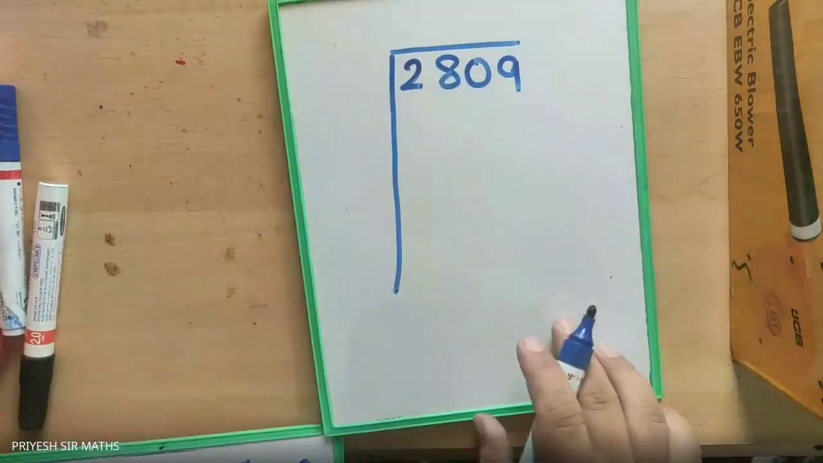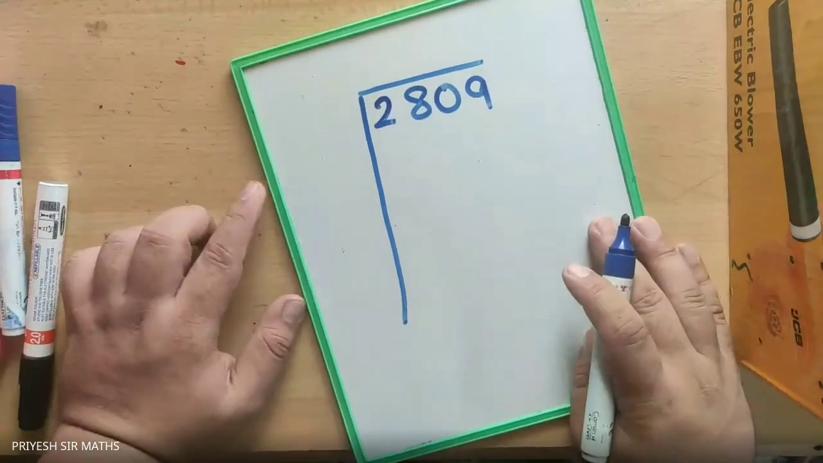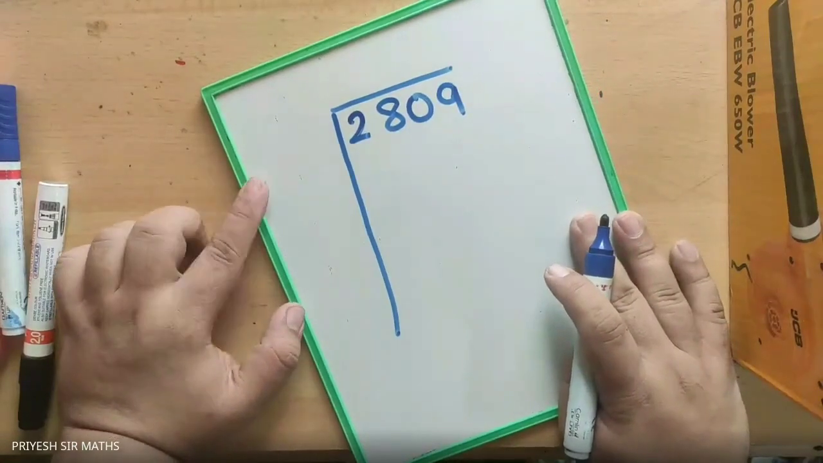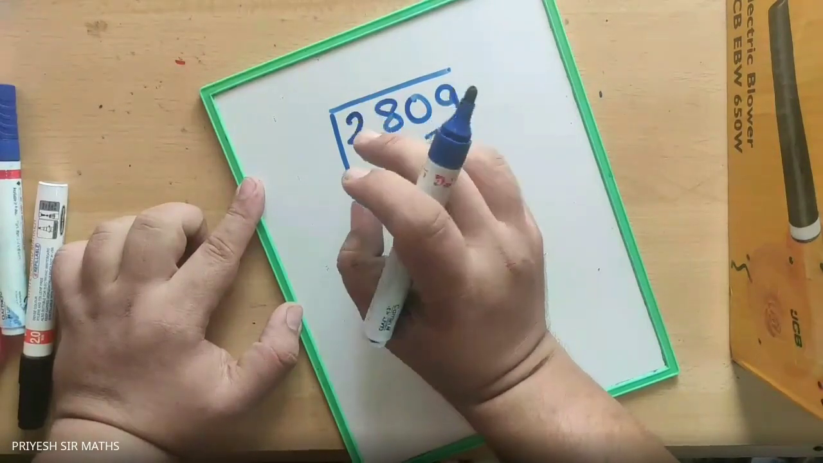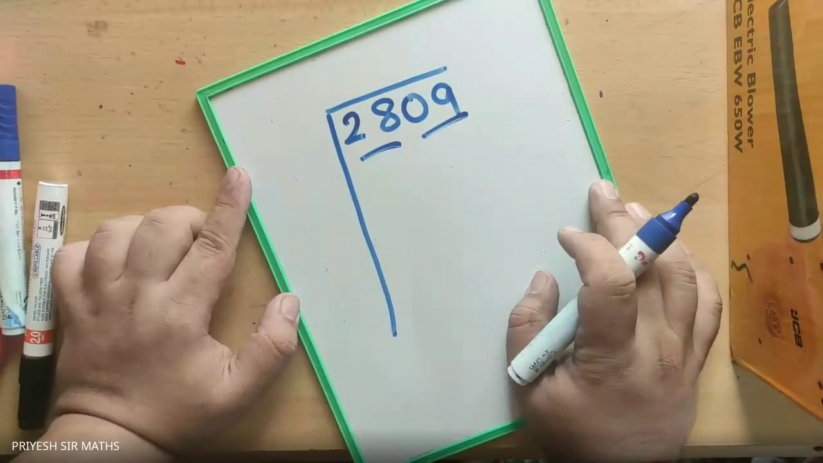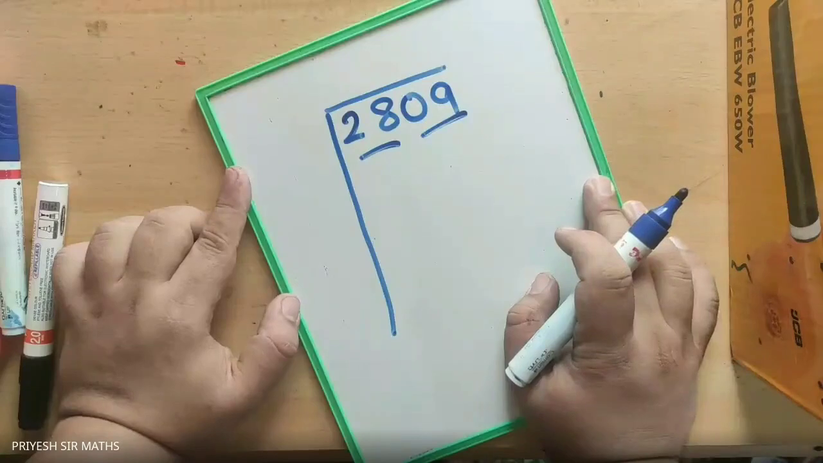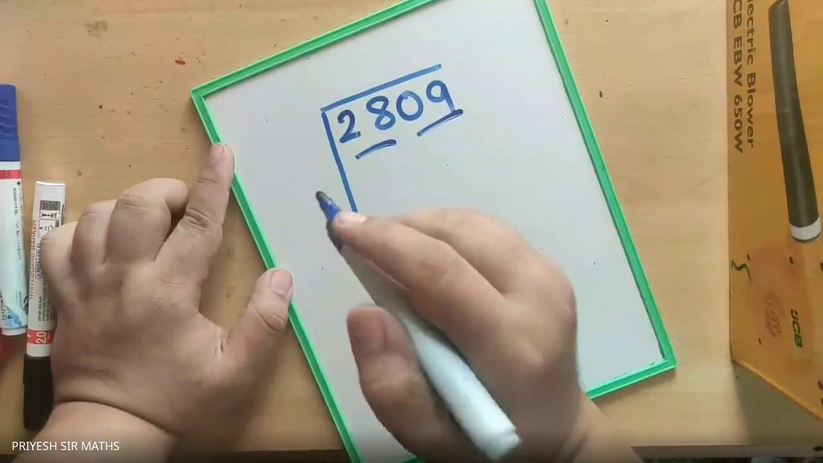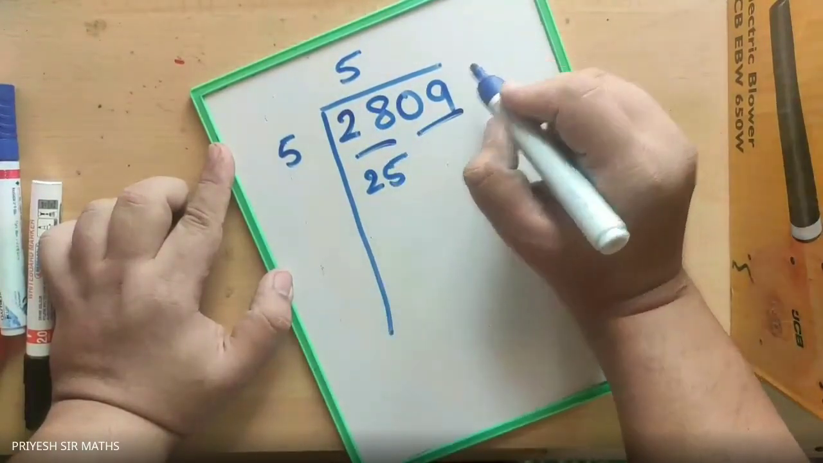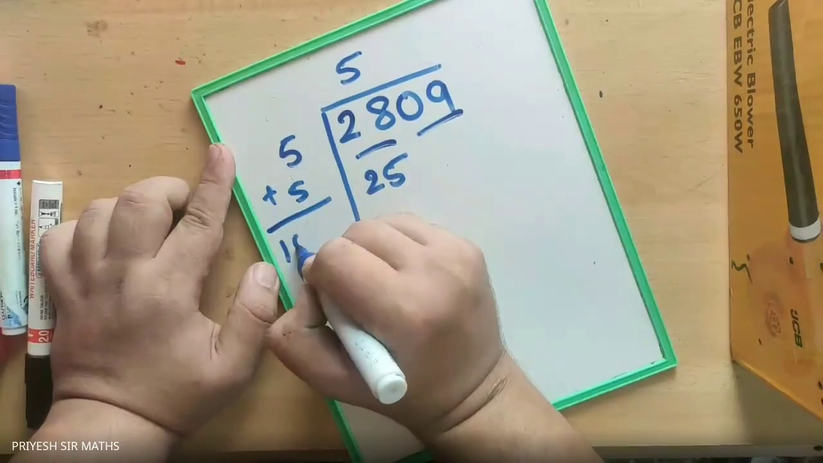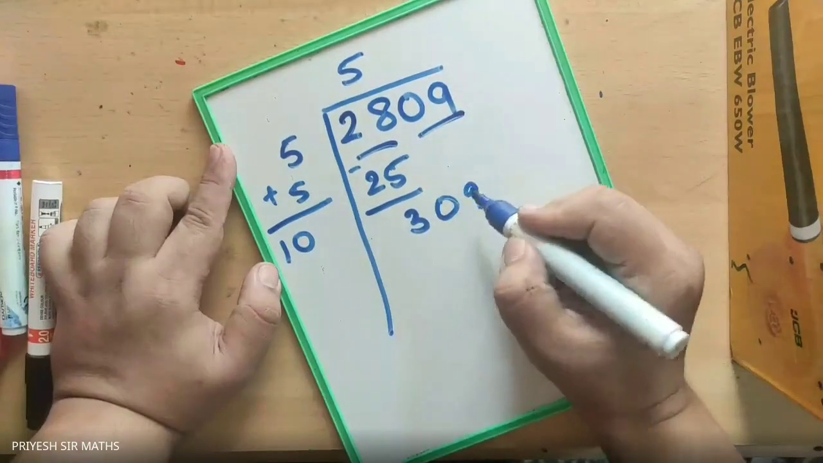The next question is, find the square root of 2809 by long division method. First step, we make a pair over here. Okay. 28 comes between 5 square and 6 square, because 5 square is 25 and 6 square is 36. So what we do, we take 5 square. Okay. So 5 square, 5 5s are 25. Here we have to add, so it becomes 10. Subtraction, 3, 0, 9.